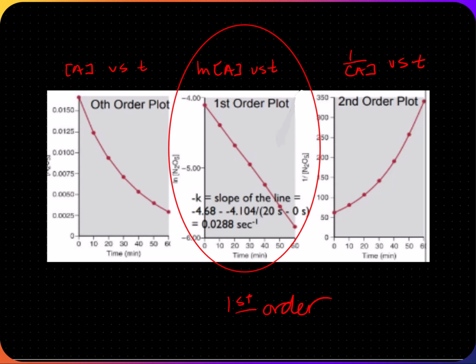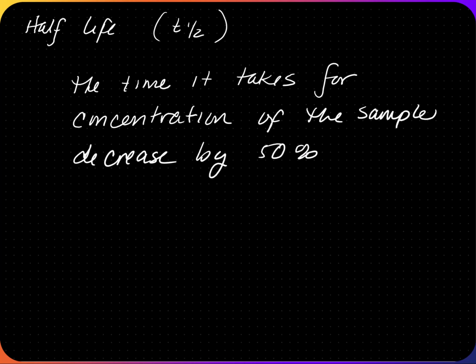You cannot guess on these. You actually have to plot them to figure out what they look like. Half-life, written as T1/2, is the time it takes for the concentration of the sample to decrease by 50%.